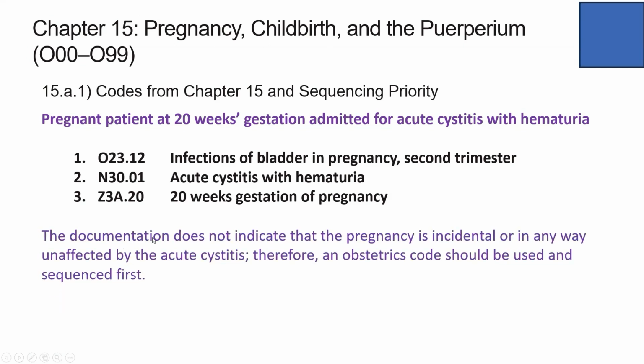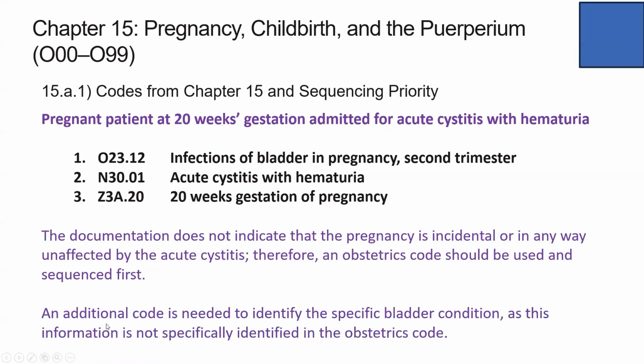And again, here we're looking at this. The documentation does not indicate that pregnancy is incidental or in any way unaffected by the acute cystitis. Therefore, an obstetrics code should be used and sequenced first. And then the additional code is needed to identify the specific bladder condition, as this is information that is not specifically identified in the obstetrics code.